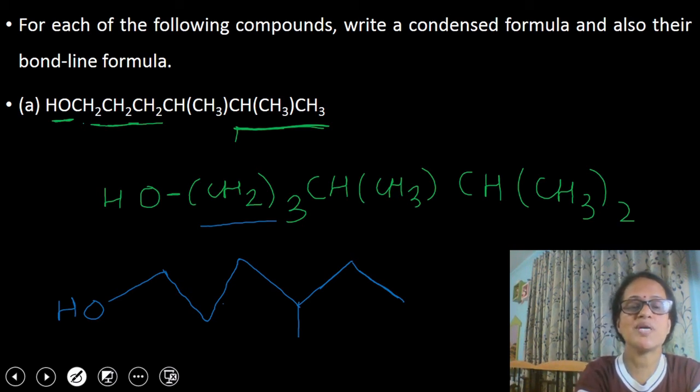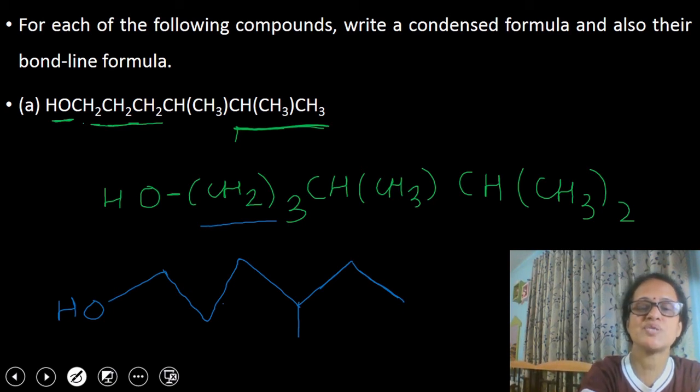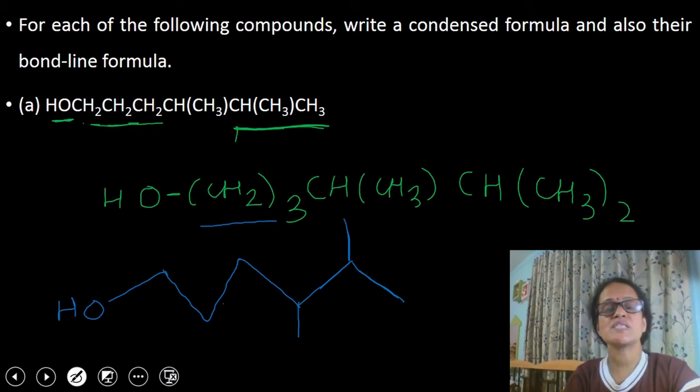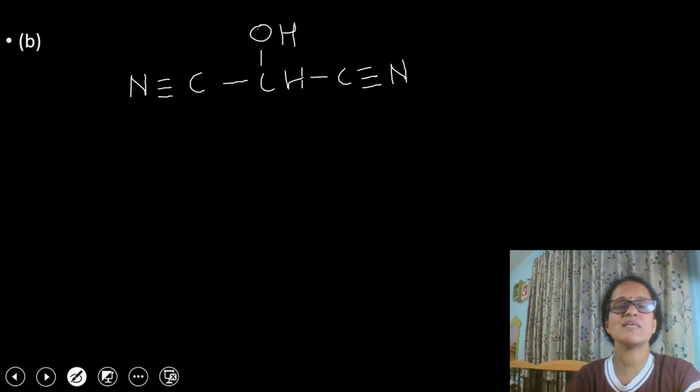And the CH2 taken thrice is represented by 1, 2 and 3 lines. Then you have CH which is attached to CH3 group. Then again you have a CH which is attached to 2 CH3 groups. So you will write like this. So student, this is the bond line formula for the compound given in the question. I hope it is clear to you.